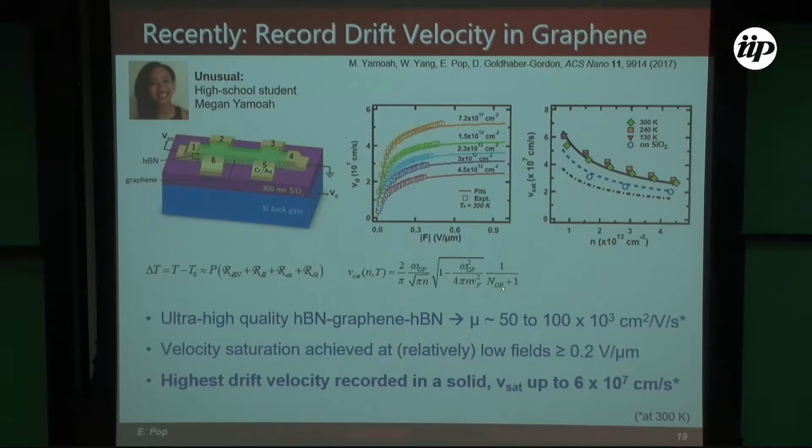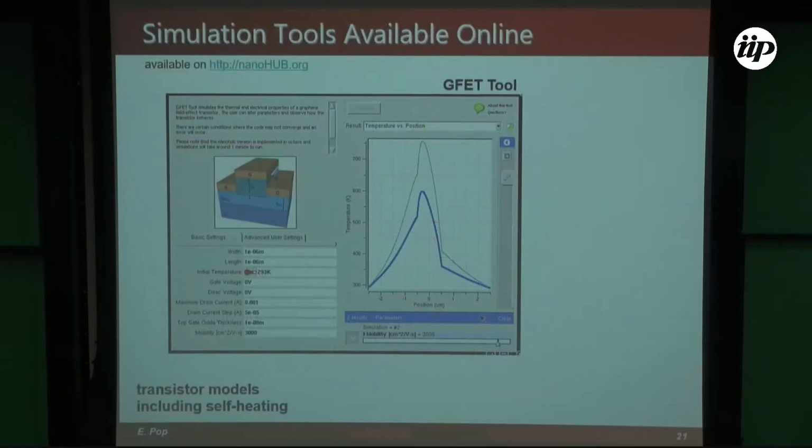It still scales as 1 over the square root of the carrier density because of the physics in graphene that I described earlier, but it's significantly higher than silicon. And as far as I know, this is actually the highest drift velocity recorded in a solid. The next highest belongs to indium antimonide, which is about half what it is in graphene. So that's kind of interesting.